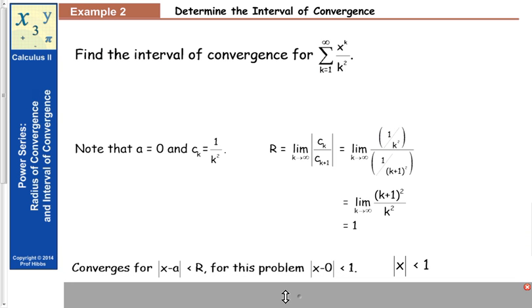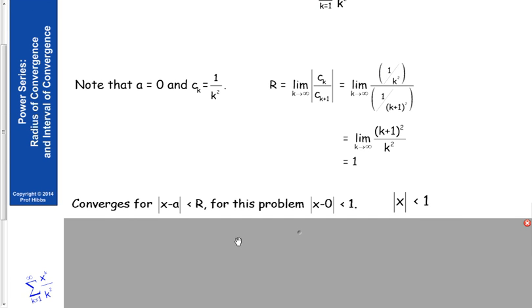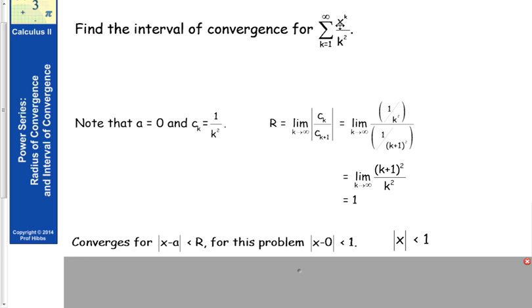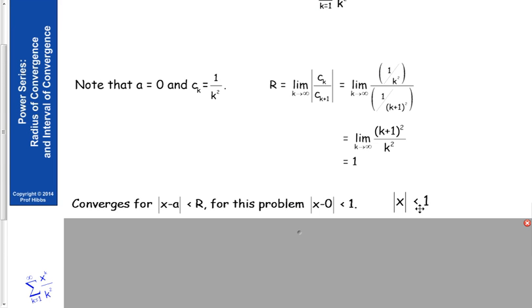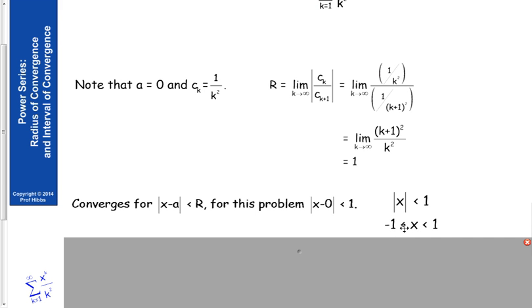Now, here's what that tells us. Remember that a power series converges as long as the absolute value of x minus a is less than r, which is the radius of convergence. In this case, we decided a was 0, and r we just calculated to be 1, so that's when the absolute value of x minus 0 is less than 1, or it's just the absolute value of x, isn't it, less than 1. It converges when the absolute value of x is less than 1. And that means x is between -1 and +1. That's what that tells us.